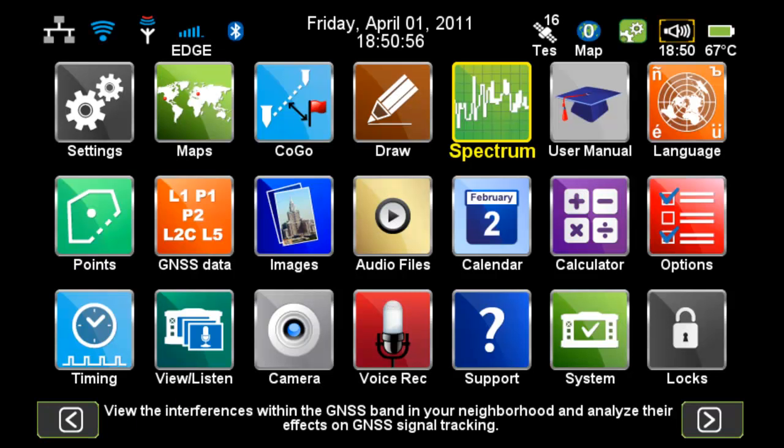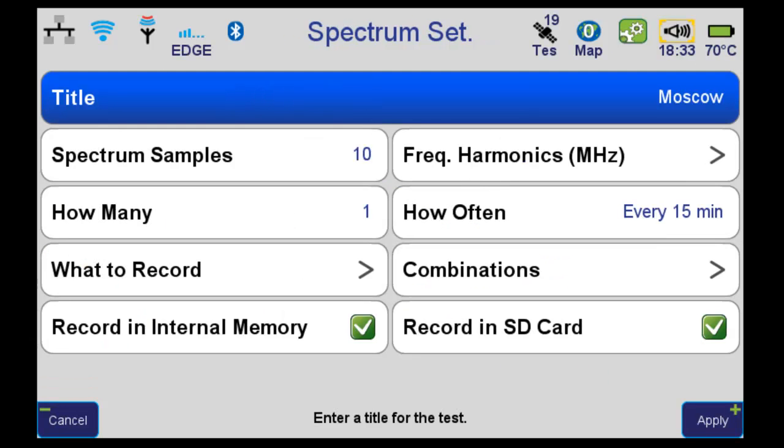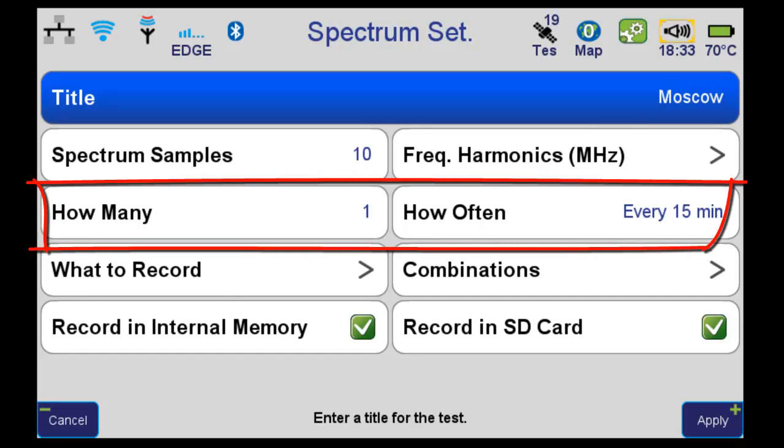Next, I show you how to use Triumph VS Spectrum Analyzer feature. In Home screen, click Spectrum. Spectrum Analysis screen appears. Click on Settings. Spectrum Setting page appears. Here you can give Spectrum a name, which will show on the Spectrum screens. In frequency harmonics, you can specify harmonics that you want to be flagged on the screen. For example, you can enter the frequency of FM station near you to see where its harmonics fall within the GNSS bands. How many and how often allows you to schedule taking spectrums.